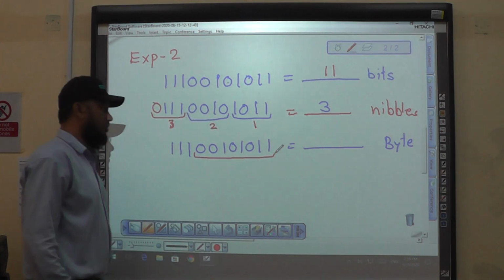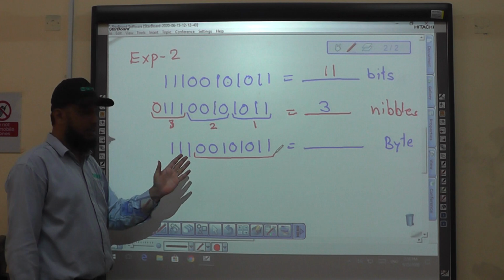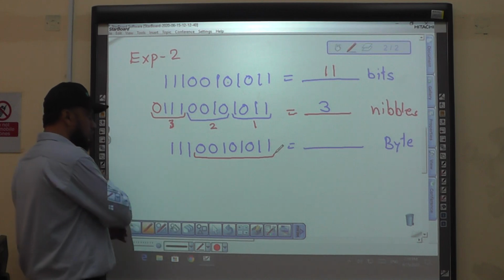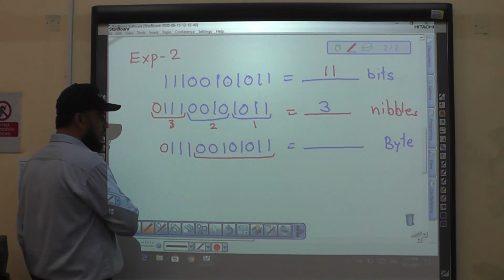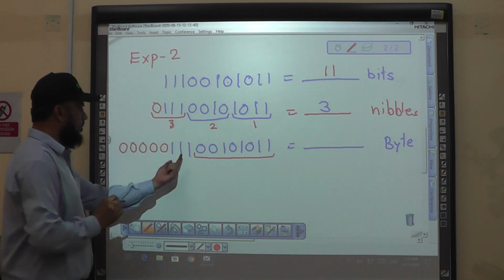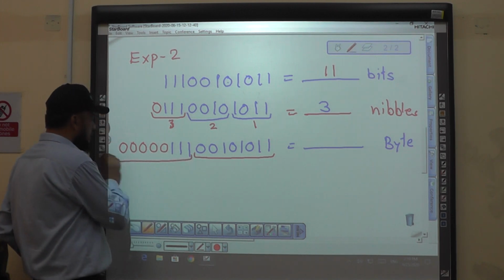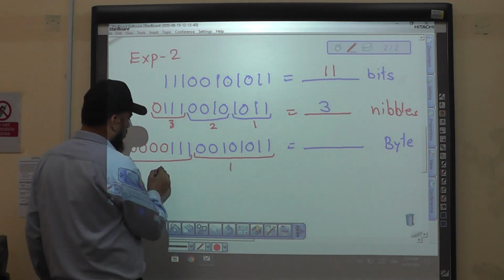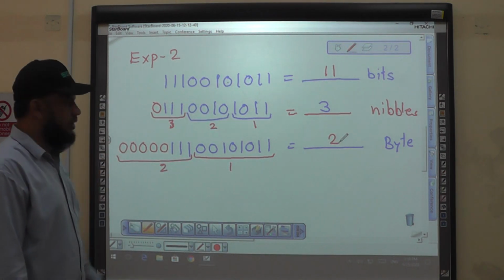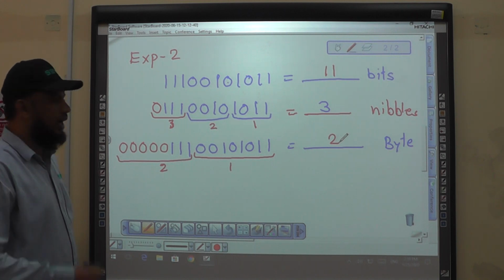One group. Now remaining we have only 3. So to make this 3 a group of 8, how many zeros do we require? We require 5 zeros to the left. So we can add 5 zeros at the left side. Now this will become 1 2 3 4 5 6 7 8. We will make this another group. Group 1 and group 2 will make 2 bytes. So in this way we can calculate the number of bits, number of nibbles and number of bytes.